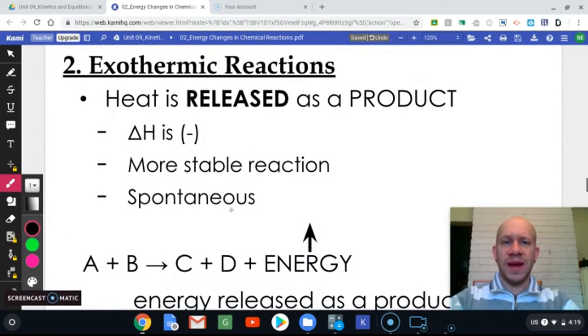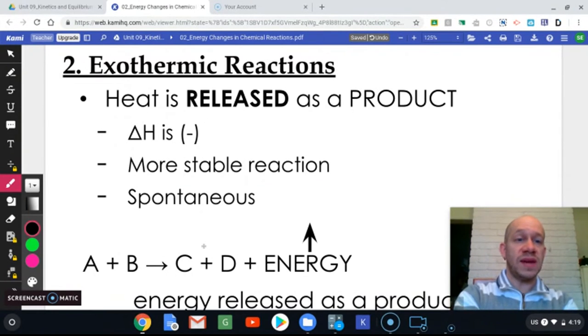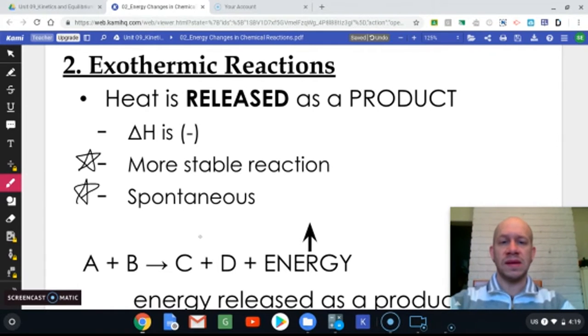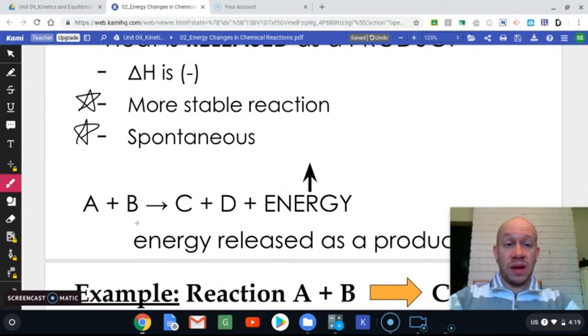Our second type are exothermic reactions. Heat is released as a product or exiting, and the delta H is negative. For our purposes, this is a more stable reaction, and this is what we will say occurs spontaneously. And when I write it as a formula, my energy is a product.